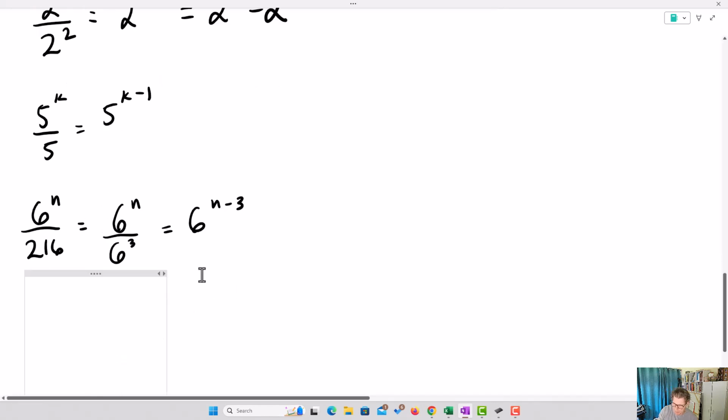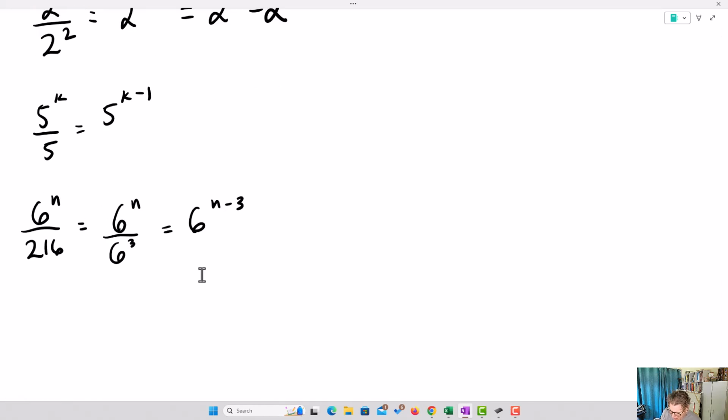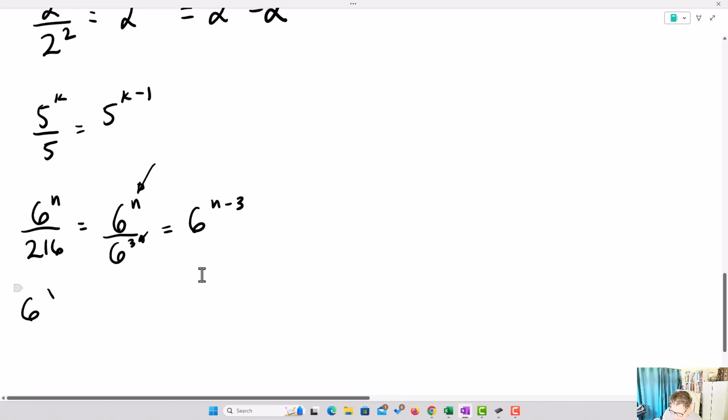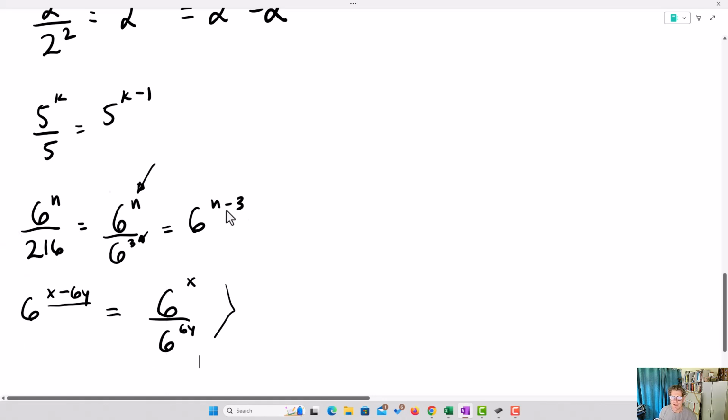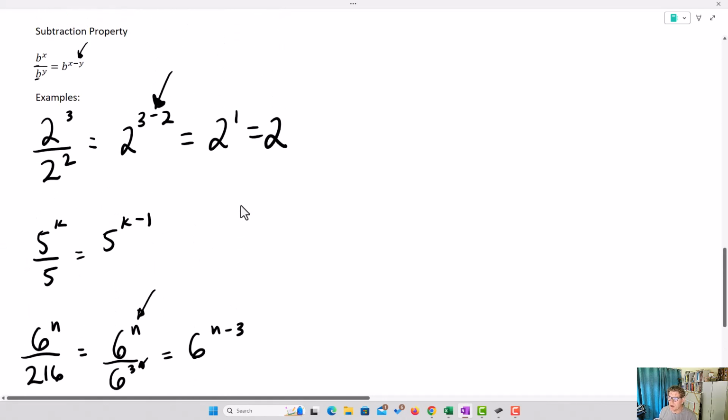So let's say, for example, that instead of having my exponents over each other, I have 6 to the x minus 6y. And what this will then equal is 6 to the x over 6 to the 6y. So if we have a subtraction of two values in the exponent, we can in fact turn those into a quotient as long as we keep the base the same. That's just our subtraction property.